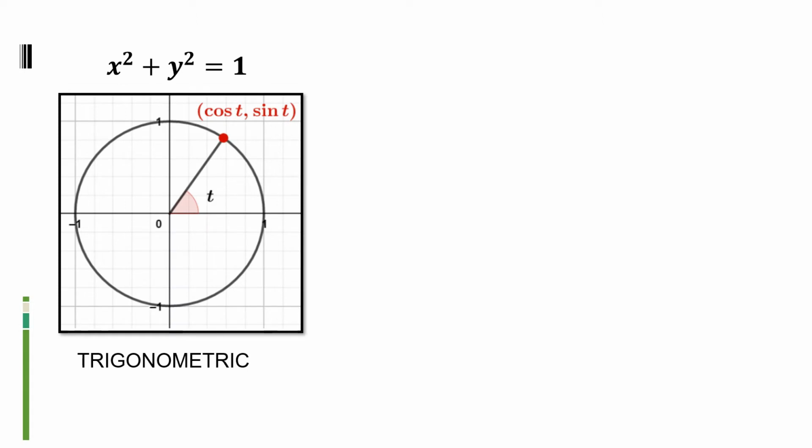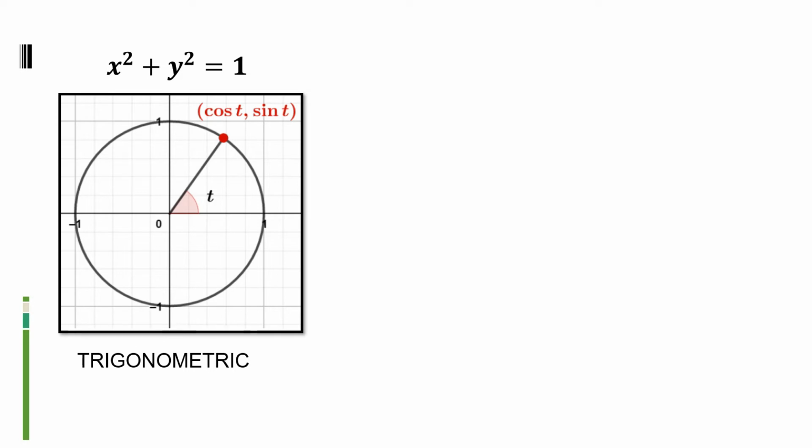Hyperbolic functions are functions that are defined in terms of exponential functions. They have several parallelisms with the trigonometric functions. Recall that the values of the trigonometric functions, cosine and sine, give us the coordinates of points on the unit circle x squared plus y squared equals 1.